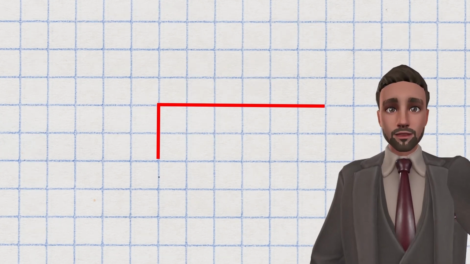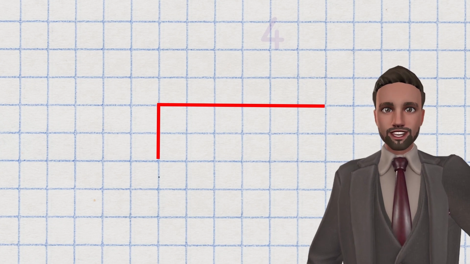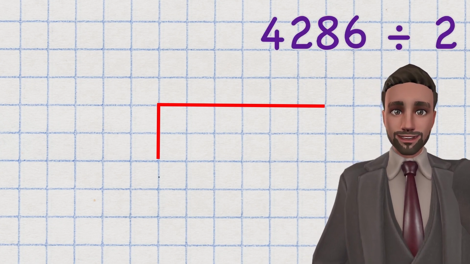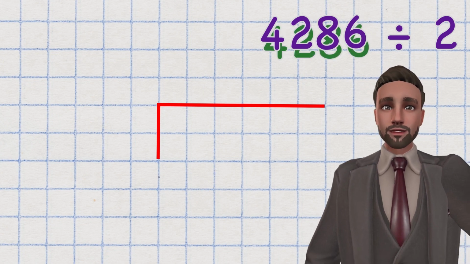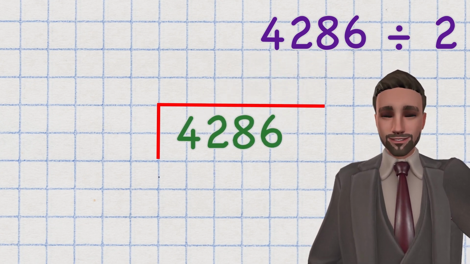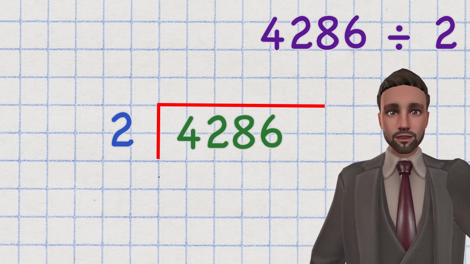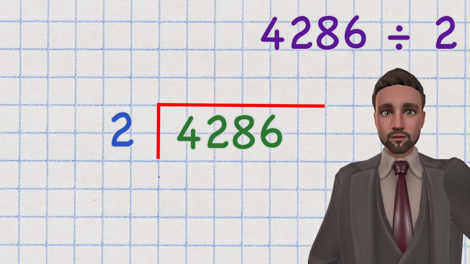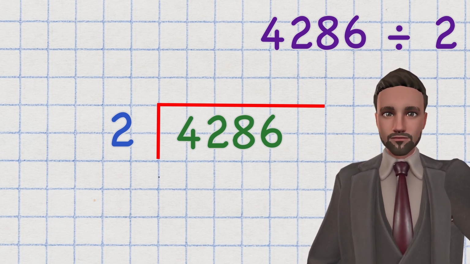How about we recap what we've already learned to make our numbers bigger? Numbers like 4,286 divided by 2. I'll put my dividend, 4,286, inside, and my divisor, 2, on the outside. My first step is to always put my divisor's multiples to the side. It makes life so much easier.